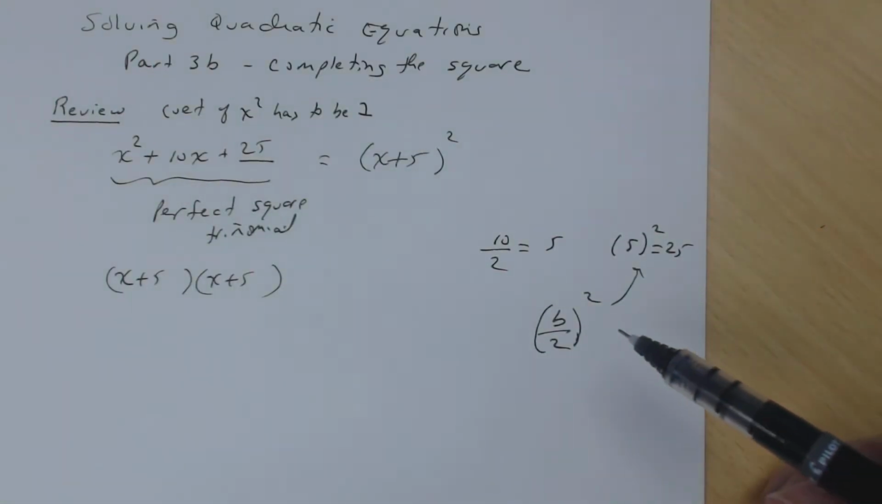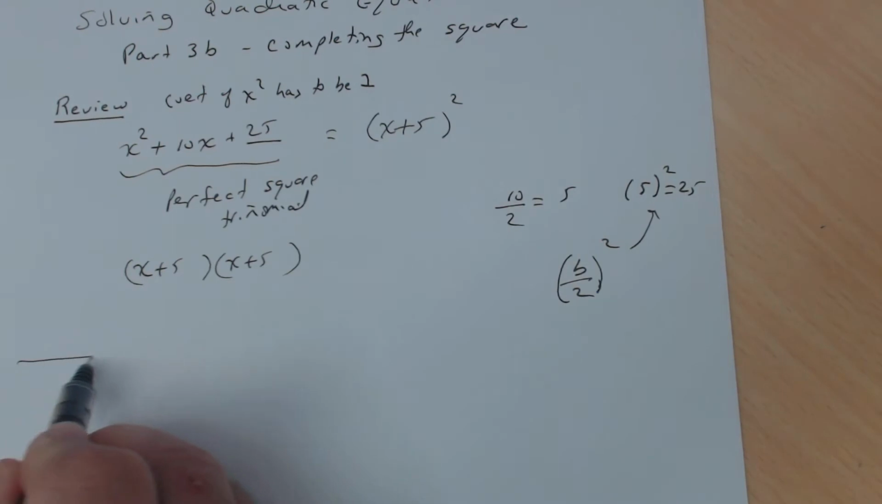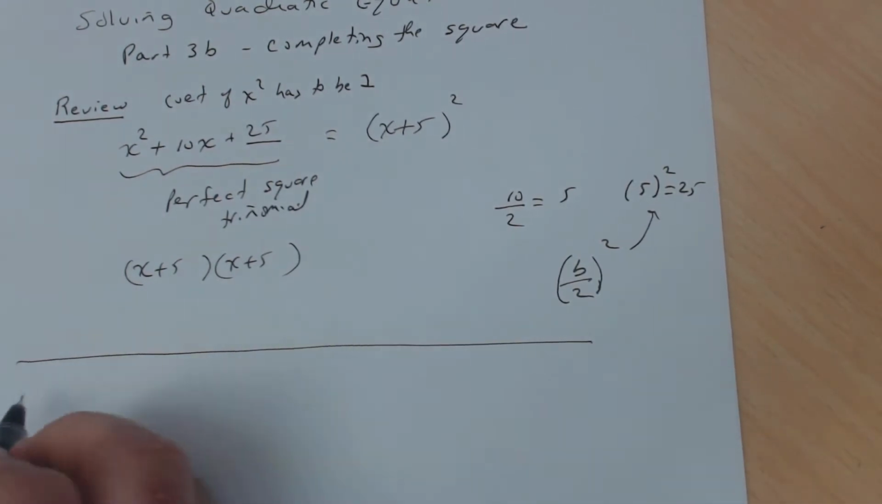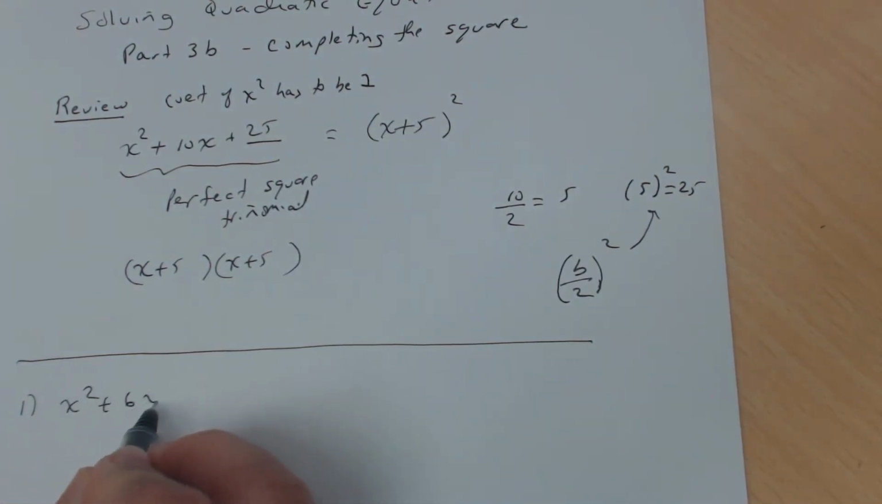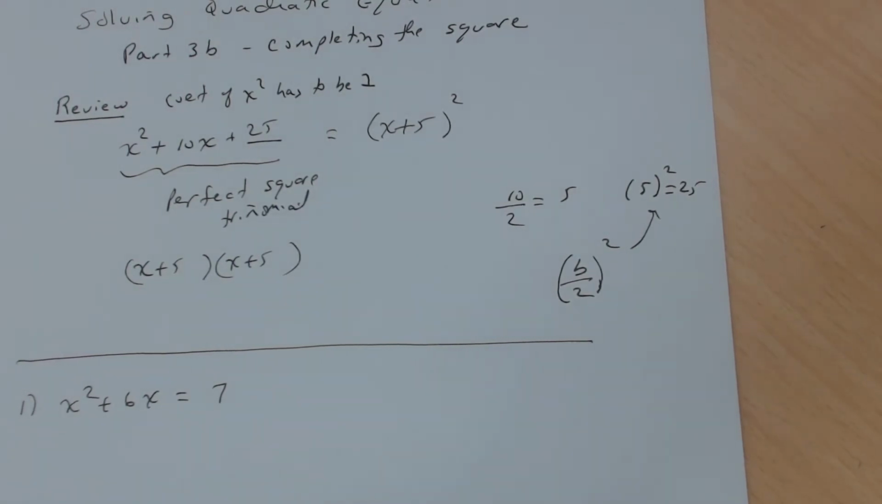All right. Okay, so let's look at the first example. Number 1, let's suppose we had x squared plus 6x equal 7. So x squared plus 6x equals 7.